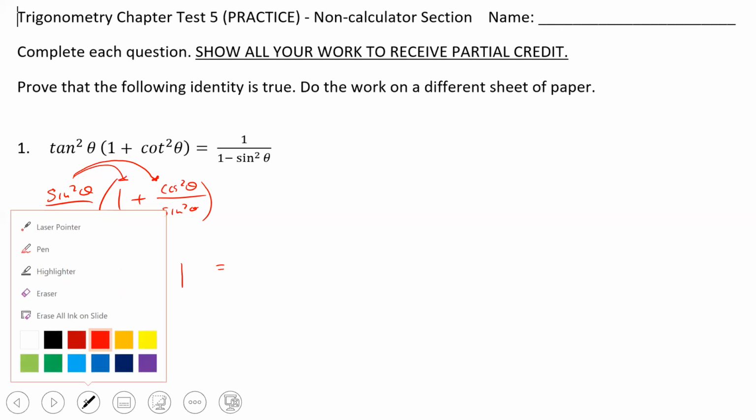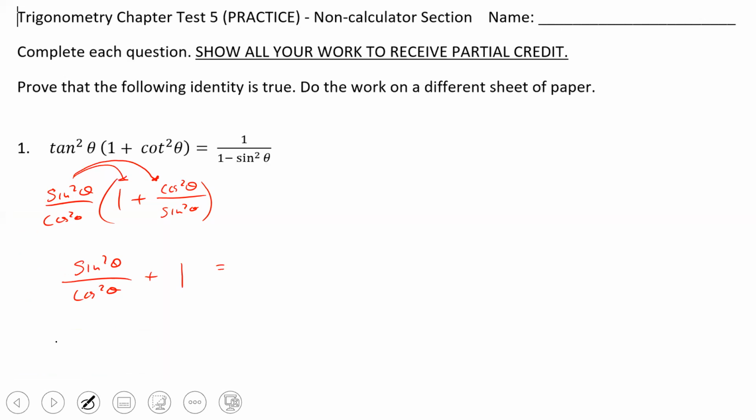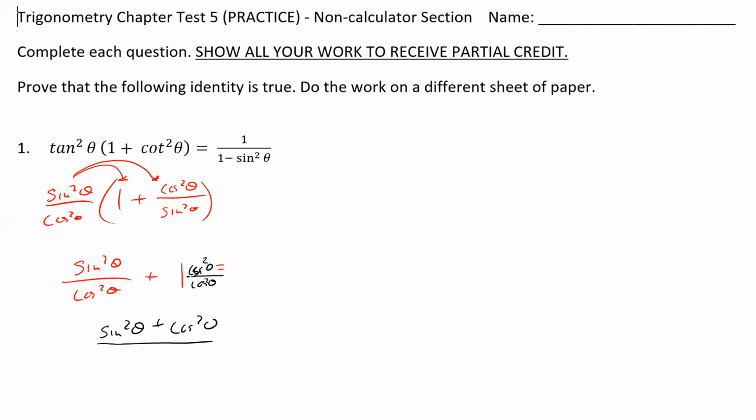Let's see. Since this is just one fraction only, I might as well make this into one fraction only. So I'm going to get common denominators, multiply through here with a cosine theta. Oh, squared, that's right. I need a square in here, don't I? Because the common denominator is squared. And let's see what I have now. On top I have sine squared theta plus cosine squared theta over cosine squared theta. Am I any closer?